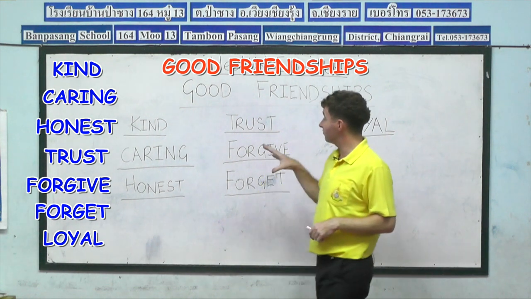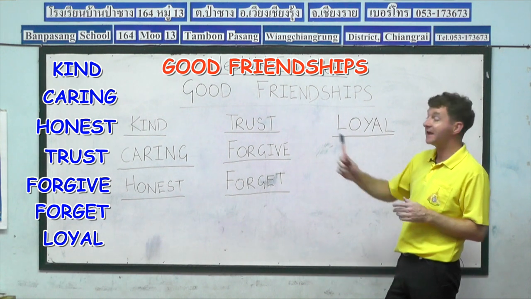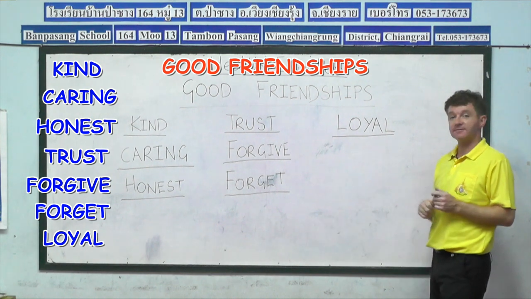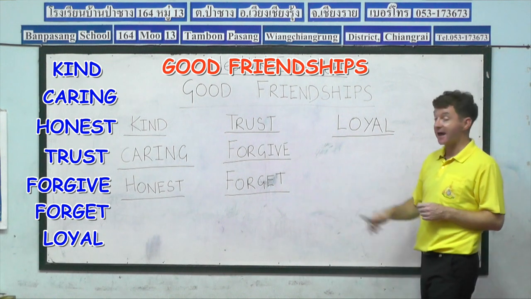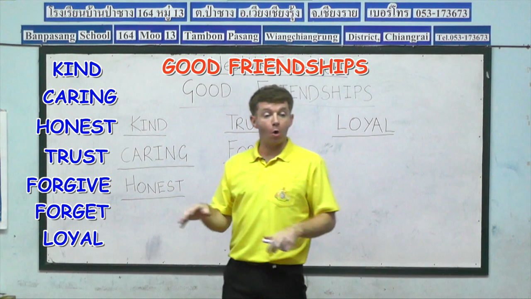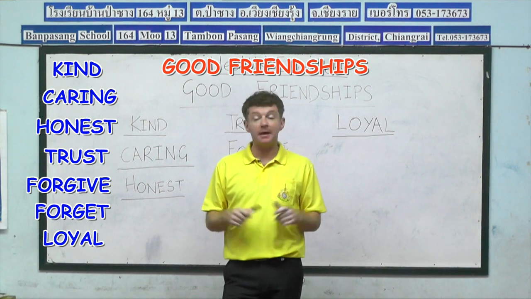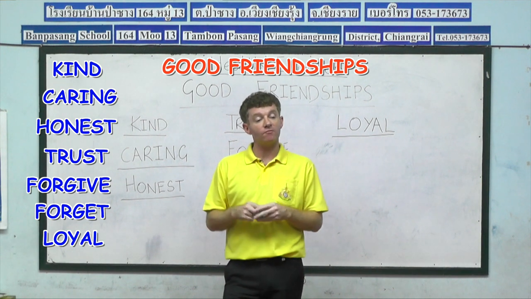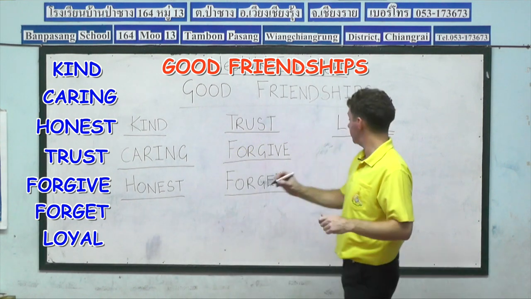So guys, we've got some very good factors regarding good friendships on the board from the previous lesson. Kind, caring, honest, trust, forgive, forget, and loyal. Now, thinking about your own friendships, has anybody got any other words they would like to add? Maybe that we haven't looked at yet. What sort of qualities do you look for in your friends? Considerate. Okay, yes, we can have considerate too.